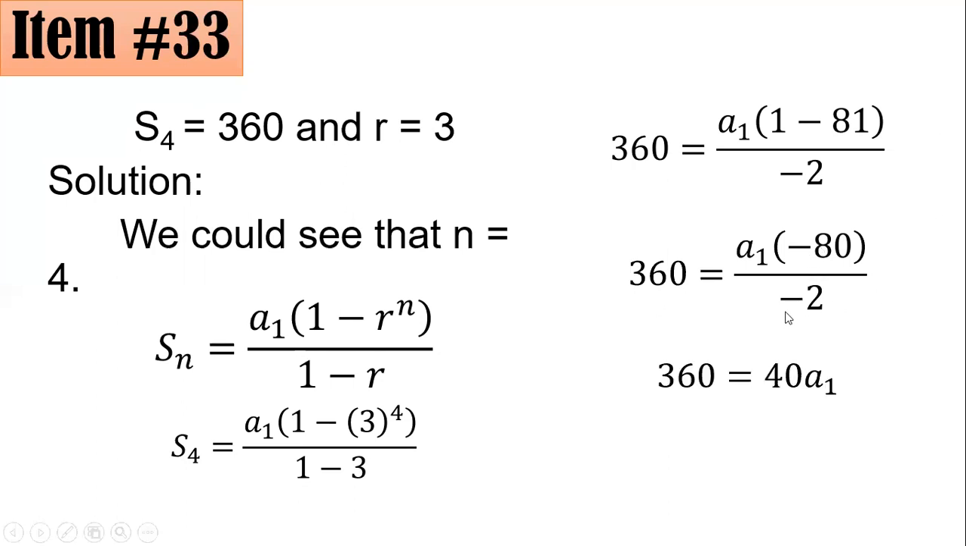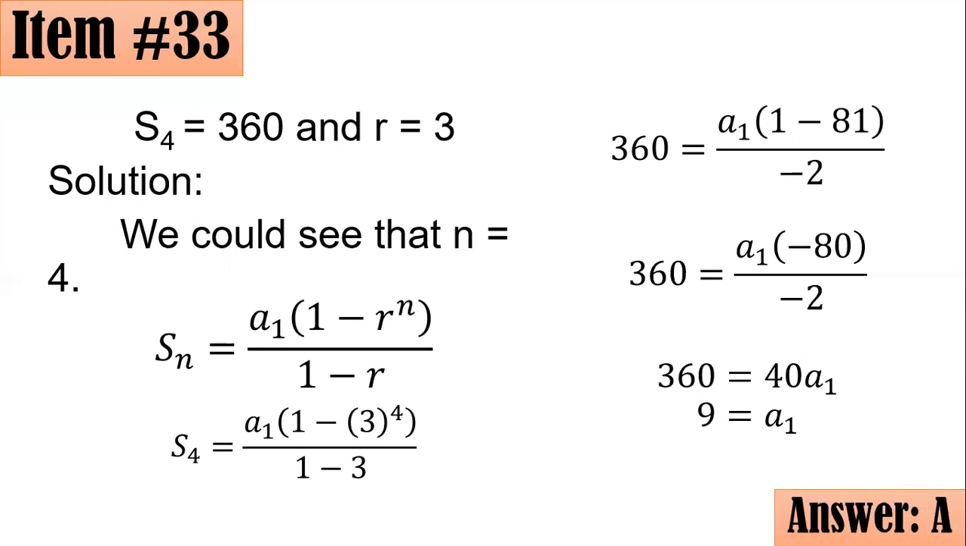-80 divided by -2 gives you 40 times A sub 1, which is 360. And dividing both sides by 40 gives you A sub 1 equals 9, letter A. I hope you got it as well.